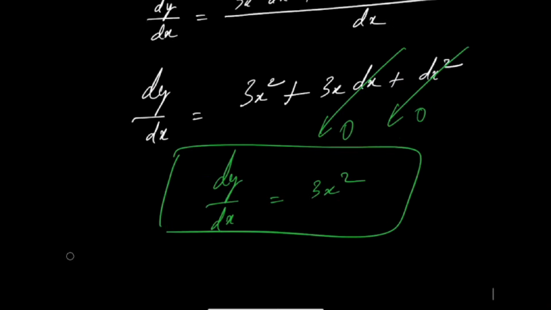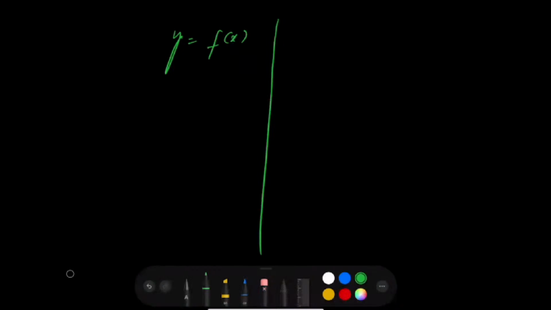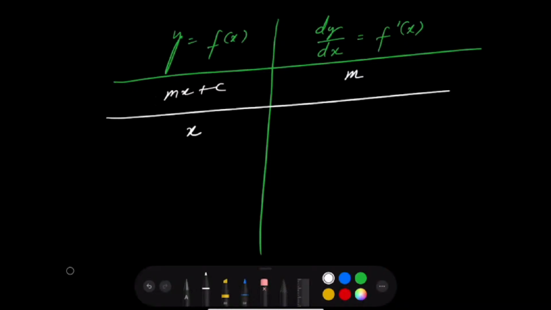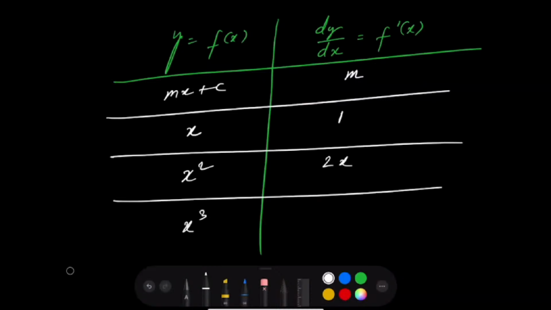So we have derived derivatives for three or four functions here. So y equals f of x. So this was the function and this was the derivative. So derivative is either written as dy by dx or it is also written as f dash of x. So the first derivative that we derived was for what? y equals mx plus c. What was the derivative? It was m. Slope was constant. For x, what was the derivative? 1. For x squared, what was the derivative? 2x. And for x cubed, what was the derivative? It was 3x squared. Clear?